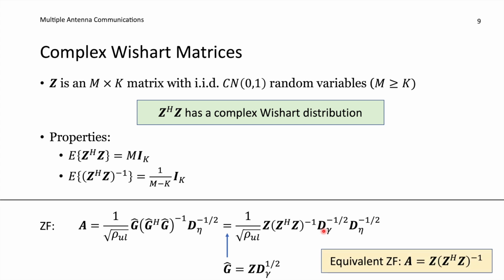And finally, remember that any scaling can be applied to a combining matrix like this, and actually we can apply different scaling to different columns because those are the different receiver filters. So we can take away these two diagonal matrices, and we can also take away the scaling factor and say that when we're analyzing the performance with zero forcing, we can just as well write the matrix A like this: Z times Z Hermitian Z with an inverse on it.